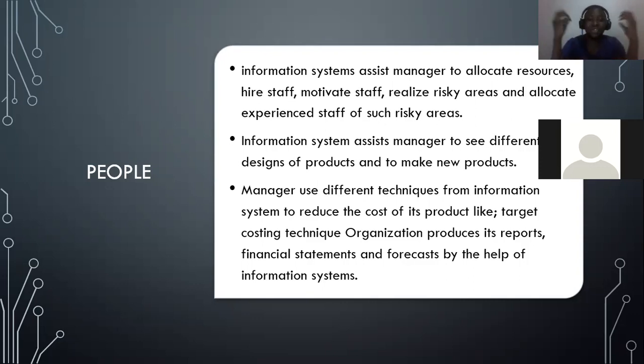Information systems assist managers to see different designs of products and to make new products. There's something called product development, and there are information systems specifically designed for that. So managers can take advantage of those types of systems so that they can design and make new products. Managers use different techniques from information systems to reduce the cost of products, like the target costing technique. The organization produces its reports, financial statements and forecasts with the help of information systems.